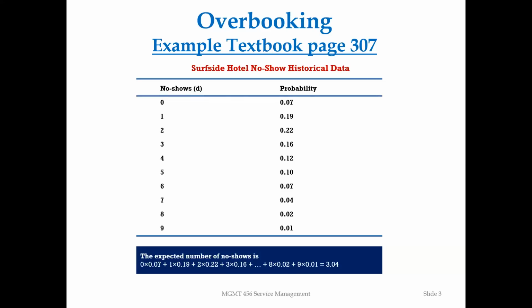So some people may ask, does that mean we should overbook by 3? Because on average, there are 3 people who will not show up. The answer is no. It's too simple. When you determine the overbooking limit, the historical data about the number of no-shows is important. A second piece of information we should look at is how important the consequences are.